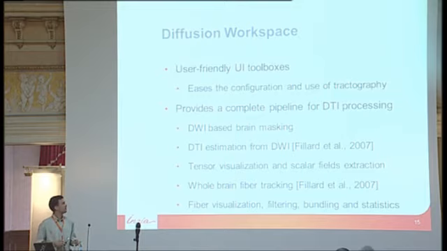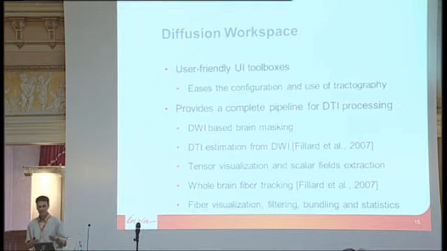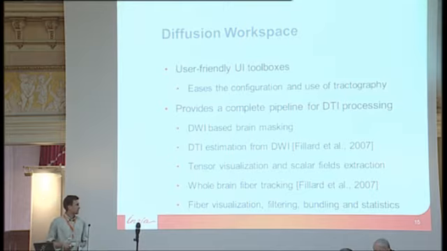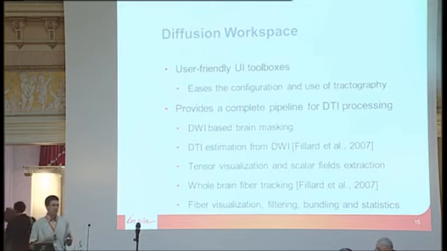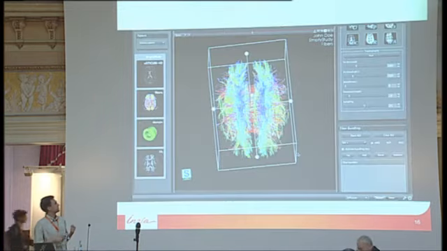And so it provides a complete pipeline for DTI processing right now, from DWI brain masking, the DTI estimation from the DWI, tensor visualization, scalar field extraction, to whole brain fiber tracking. All of this has been proposed by Fillard et al. in 2007 and is implemented in MedInria. And finally, you can view the fibers once you've done tractography, and you can filter them, bundle them, and once you have the bundles, you can also compute statistics on them.